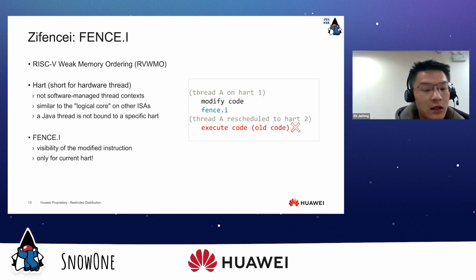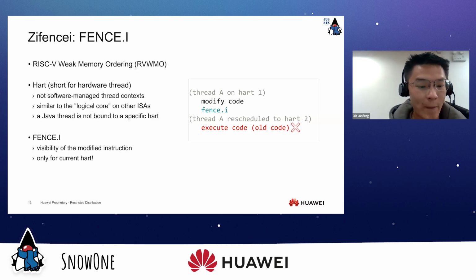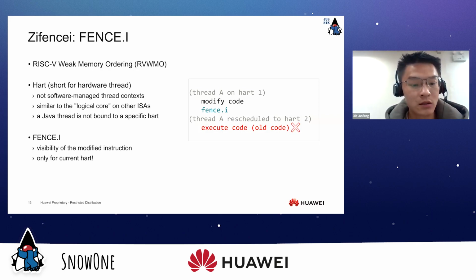Here I mentioned a term heart. In RISC-V, we use the term heart to concisely describe a hardware thread as opposed to software managed thread contexts. It's similar to the logic core on other ISAs, but they are not exactly the same. And note that a Java thread is not bound to a specific heart.